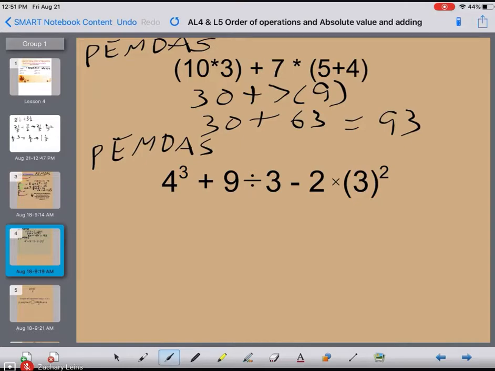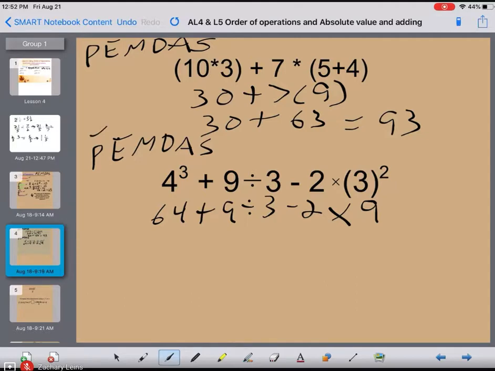So here, let's do 4 cubed, or 4 to the 3rd power, so 4 times 4 is 16, times 4 is 64. So 64, all plus 9, divided by 3, minus 2, all times 3 squared. Careful, it's 3 times 3, not 3 times 2, so 3 times 3 is 9. All right, so we got parentheses, we got exponents.